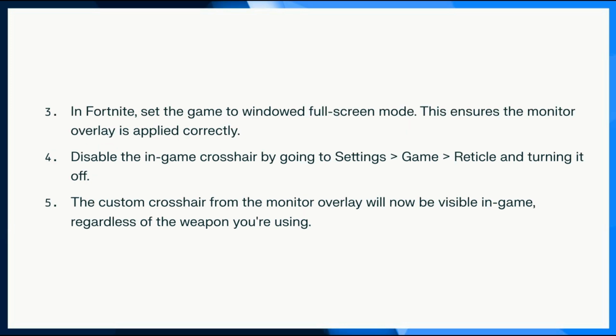Next, in Fortnite, set the game to windowed full screen mode. This ensures the monitor overlay is applied correctly. Next, disable the in-game crosshair by going to Settings, Game Reticle, and turning it off. Next, the custom crosshair from the monitor overlay will now be visible in-game regardless of the weapon you're using.